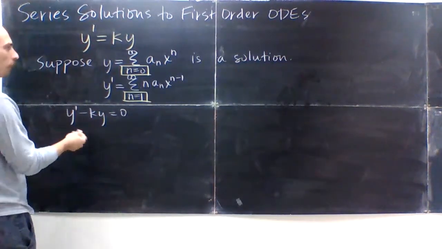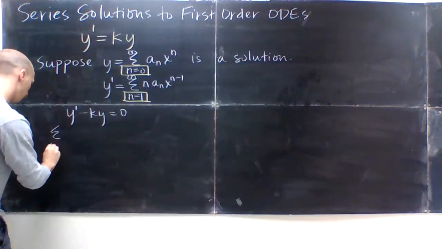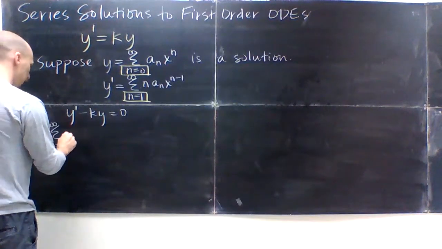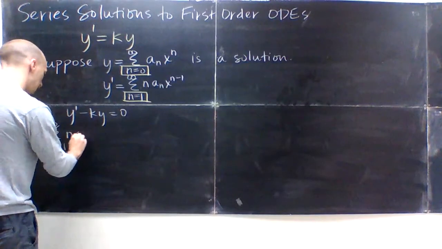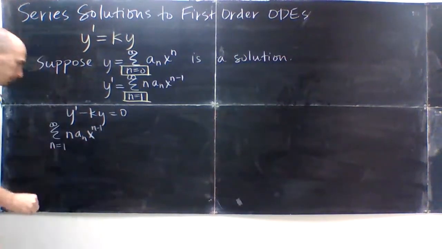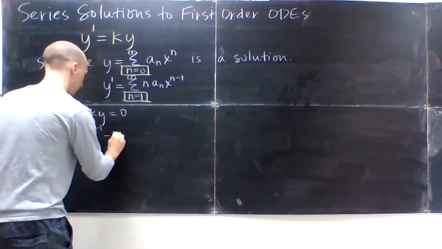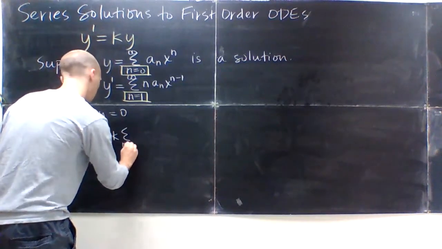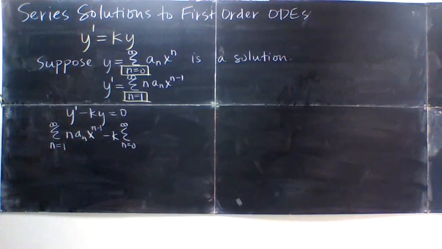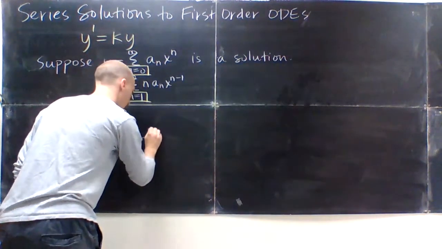And then I can write down y prime minus ky. So that's going to be the sum from n equals 1 up to infinity of n a n x to the n minus 1, minus k times y, which is the sum as n runs from 0 up to infinity of, hold on, where was it? Oh, it's right there, a n x to the n.